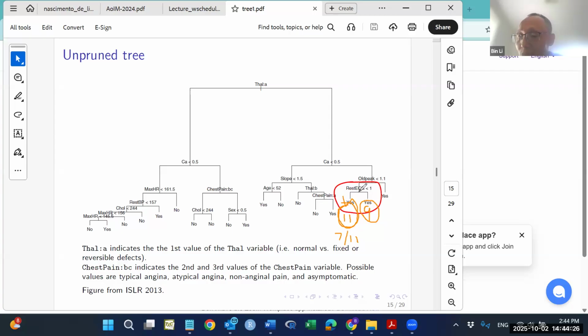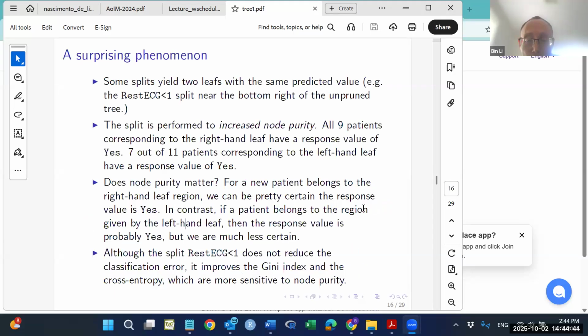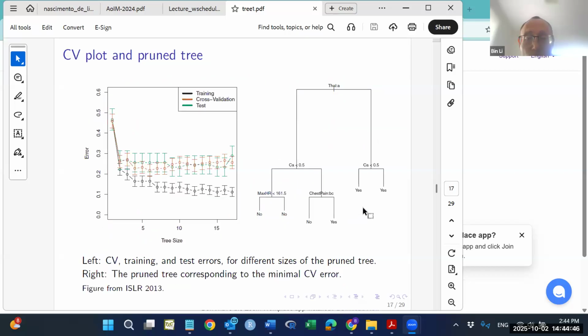split, that actually makes the node more pure, and they favor those nodes that have a pure output. Okay, and that phenomenon is quite common in the classification tree. So just be aware of that.